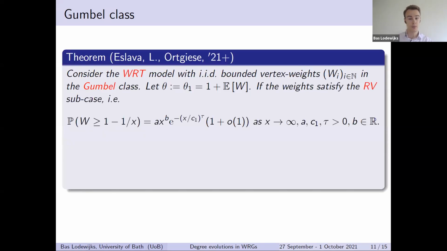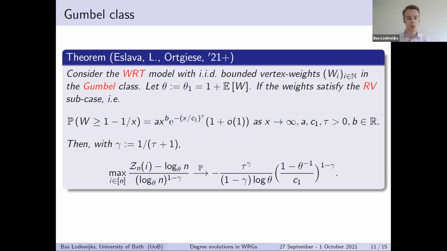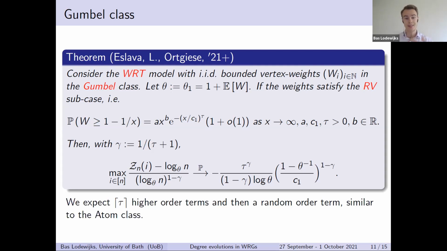For the Gumbel class, we see similar behavior. If we first assume that we have the subcase RV with distributions as such, then we see a second order scaling as follows, where the second order is log_theta n to the power 1 minus gamma. And again, we observe a limit that is a negative constant. In this case, the higher order terms are a bit trickier. We expect ceiling of tau many higher order terms, and then an additional random term similar to the atom class.